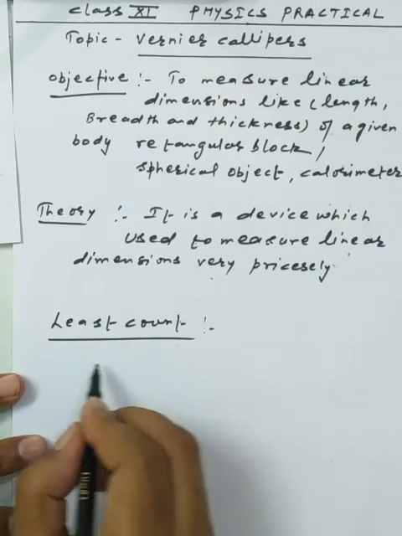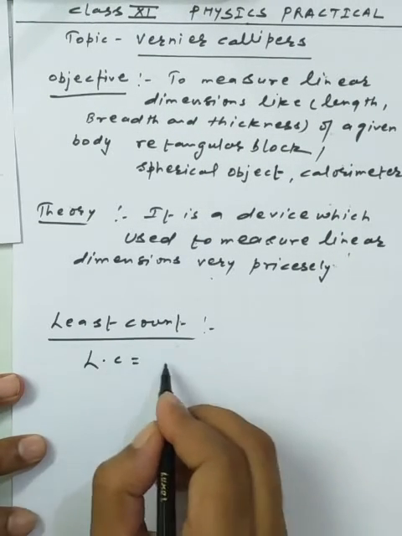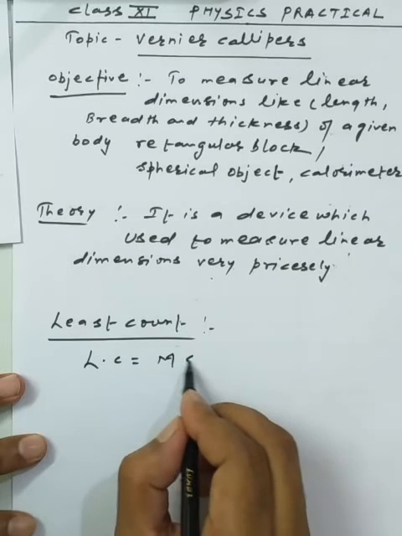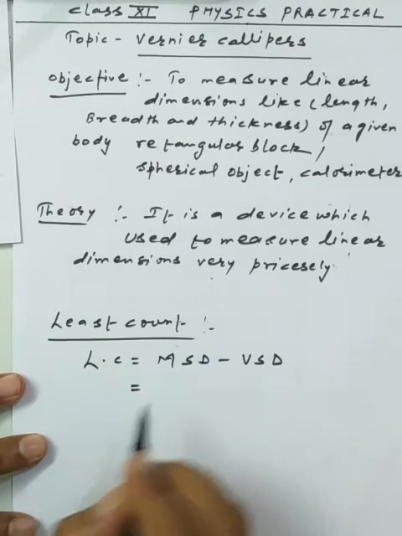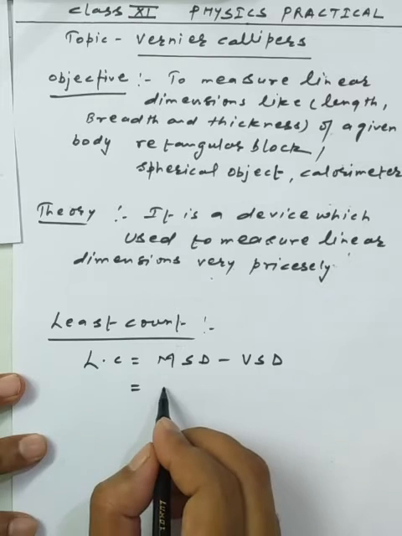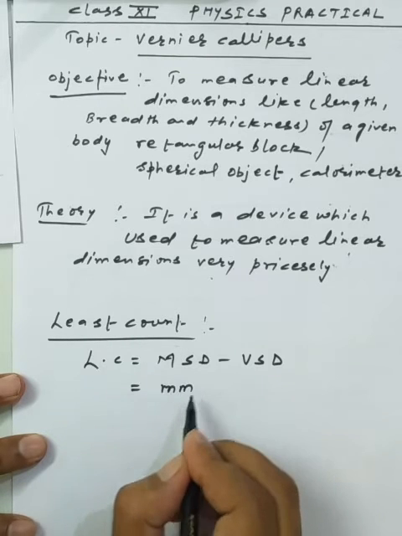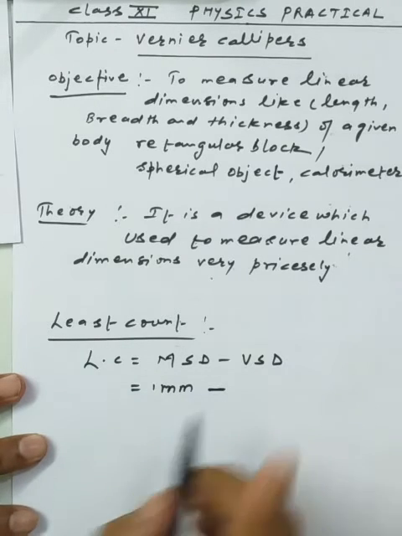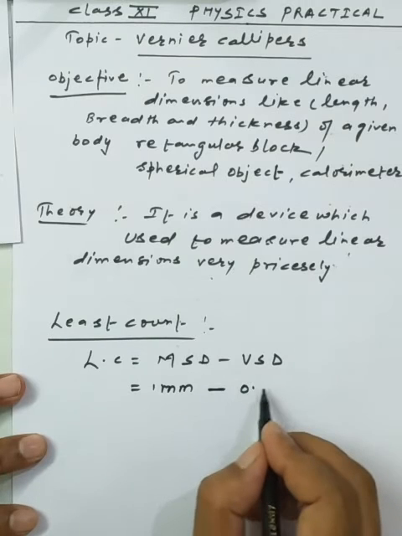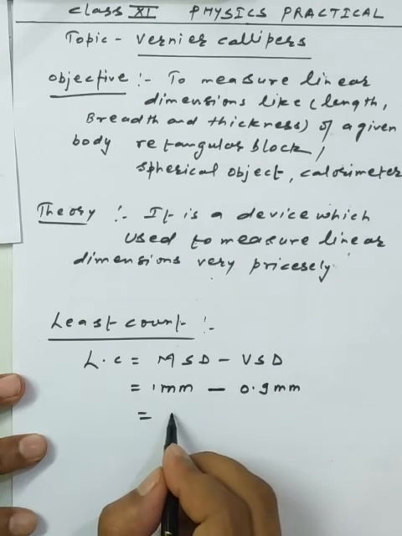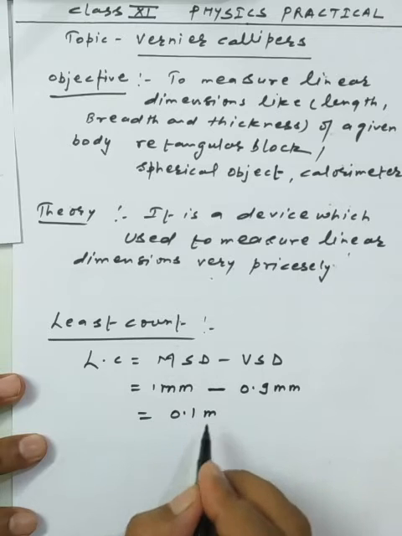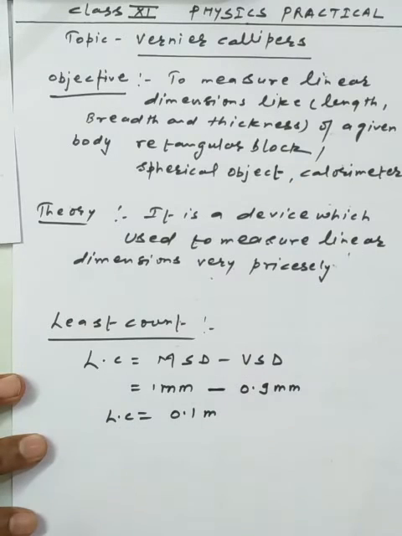That least count is simply the difference between the main scale division and the vernier scale division. The main scale division has a value of 1 mm, and the vernier scale division has a value of 0.9 mm. So the value of the least count comes to 0.1 mm.